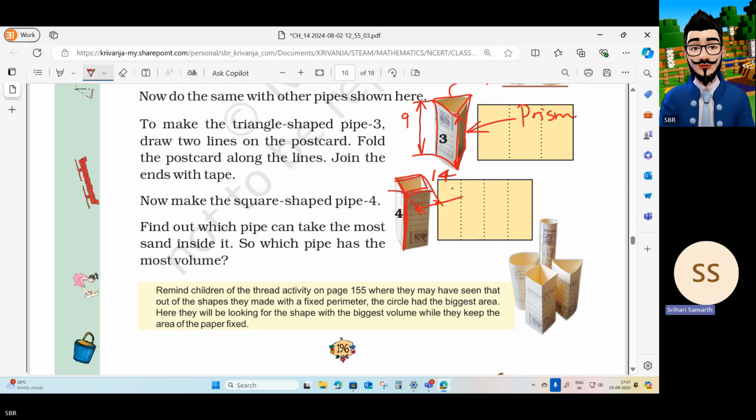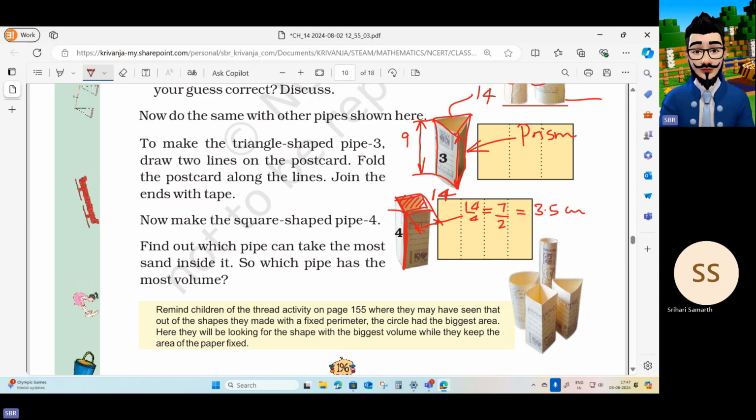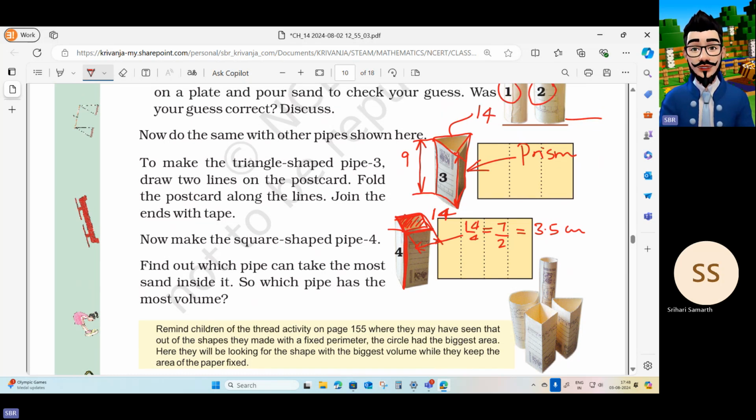14 divided by 4. 14 divided by 2 is 7, so 7 by 2 it will be, which is 3.5 centimeters. We know 3.5 centimeters. So can I not calculate the area of the square? How do you calculate the area of the square? 3.5 into 3.5. Okay, but when you ask for perimeter, you need to add all the sides, 1, 2, 3, 4. And how do you calculate the volume of this pipe 4?